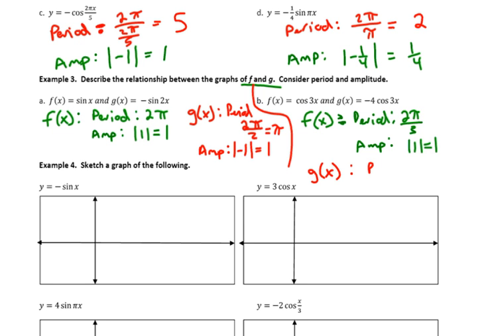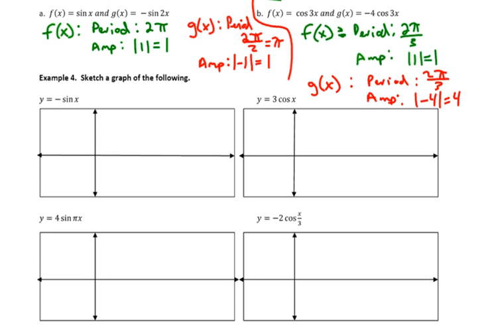G of x, the period is 2 pi divided by 3 also. And the amplitude is the absolute value of -4, which is 4. So this graph is going to be much taller than f of x. But they're going to happen in the same amount of periods. So the x-intercepts are going to happen exactly the same as we go along here.